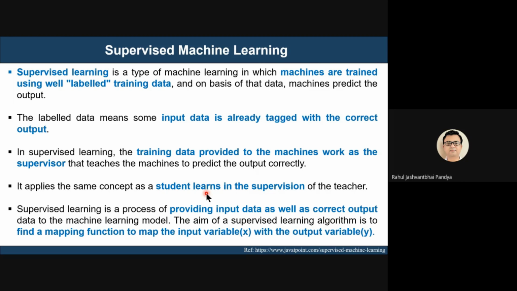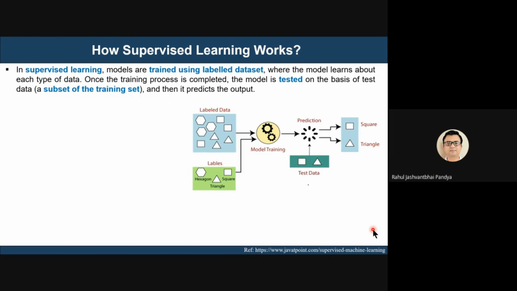Supervised machine learning is generally a process of providing input data as well as the correct output data to the machine learning model, which aims to find a mapping function that maps the input variable X to an output variable Y. So for a given input, the machine will try to predict the outcome or output variable Y. Sometimes X is called the independent variable, and Y is known as the dependent variable, because it's a predicted output.